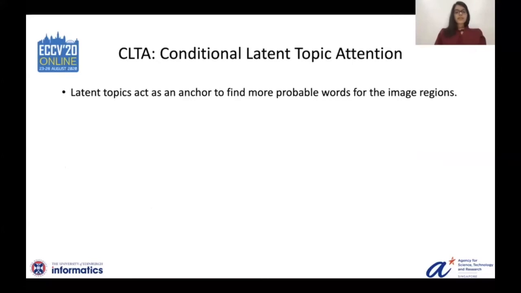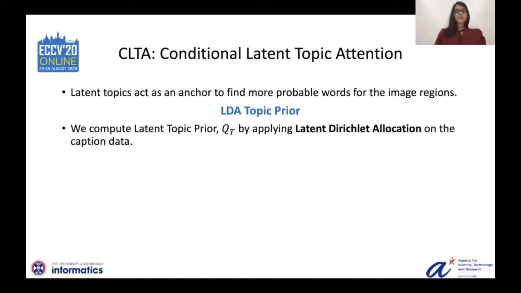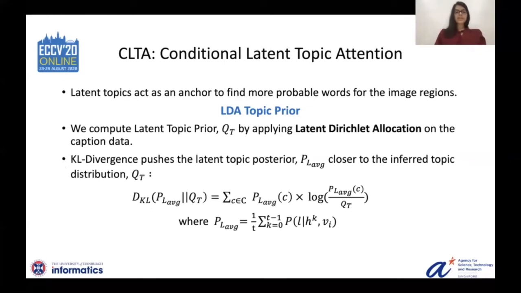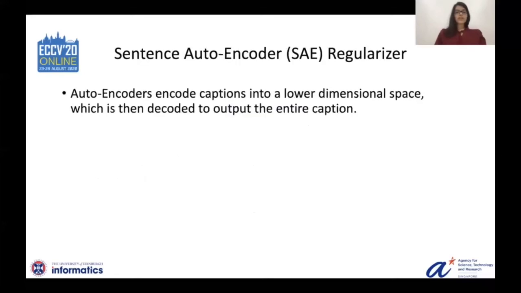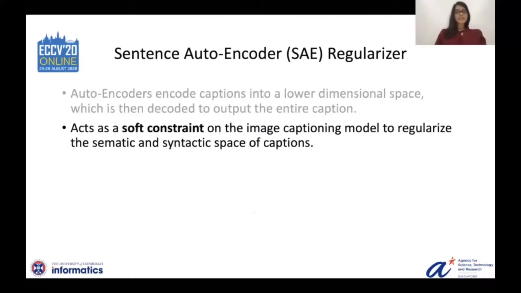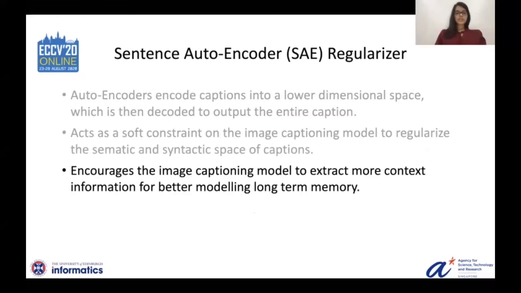To get a more semantically meaningful latent topic distribution, we first compute the latent topic prior QT using LDA. This QT is then pushed closer to the posterior PL using the KL divergence loss as computed by the two equations here. Next, we discuss our sentence autoencoder regularizer. Learning a lower dimensional mapping via autoencoders acts as a soft constraint on the image captioning model to regularize the syntax and the syntactic nature of the generated captions. It also helps to extract more context information to generate longer and meaningful sentences.